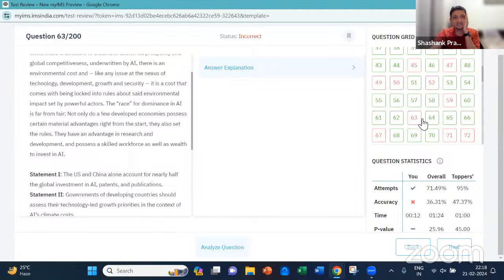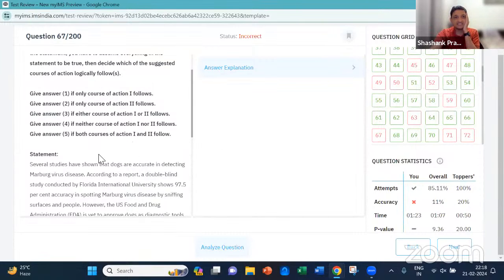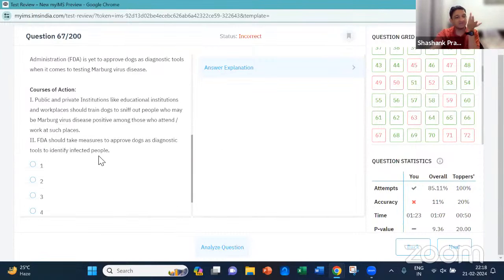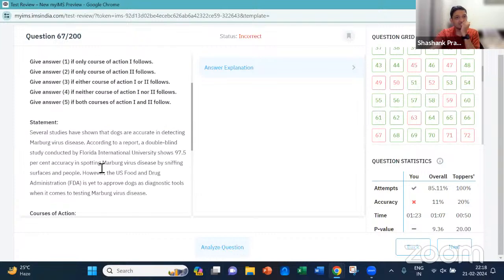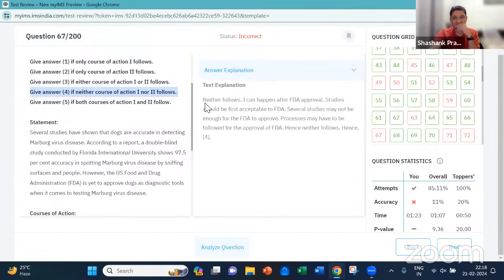This was a guess. 67. I don't know. I just took a guess here. I will go for 2 maybe. Achha, 4 is do nothing. Because there has to be a proper process for approval, and if they have not approved, some false positive cases will also come. I don't know. Yeah, processes may have to be followed for the approval by FDA.